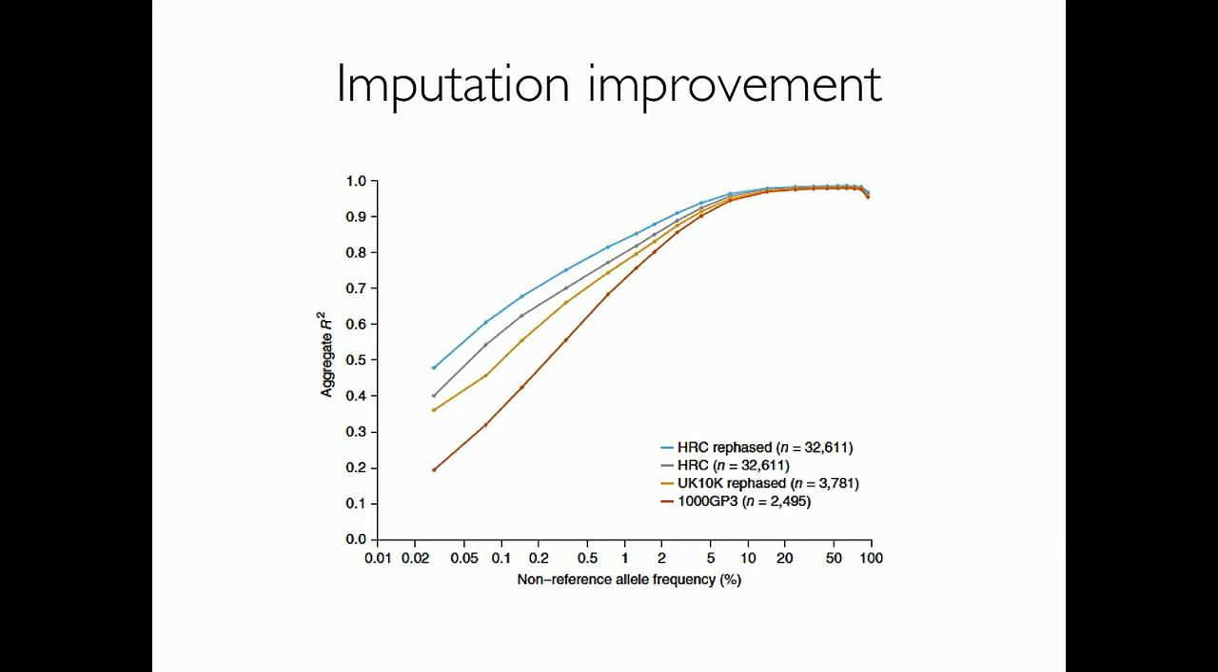This is if you add UK10K. This is adding the first version of the HRC. This is a rephased version. So there's clearly a difference here, and it's quite a big difference. We're now, at this point here, doing effectively about 10 times as well as we were doing at 10 times that before. So this sort of factor of 10 is a rule of thumb for low frequency variants. We're going tenfold deeper into rare allele frequencies in the HRC.